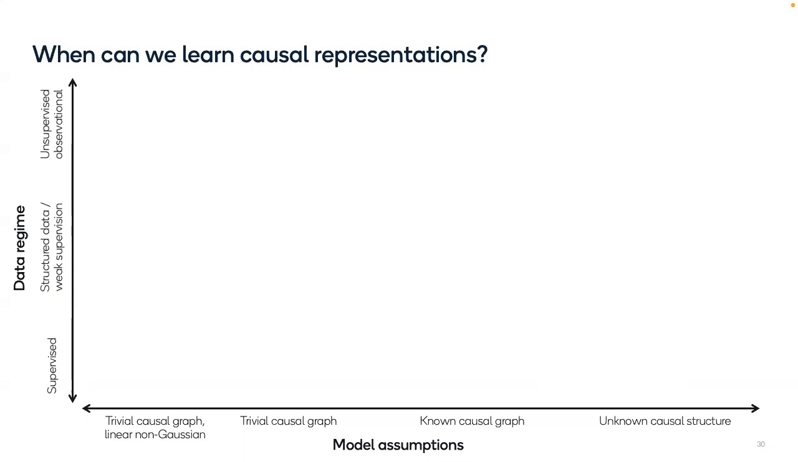Or do you have labels, or do you have something in between where maybe you have some kind of structure or weak supervision, but don't need actual labels? That's the one thing it depends on. The second thing it depends on are the assumptions you make on your model.